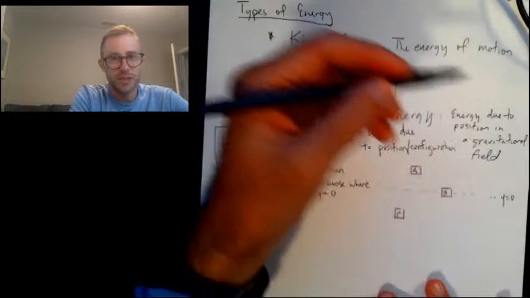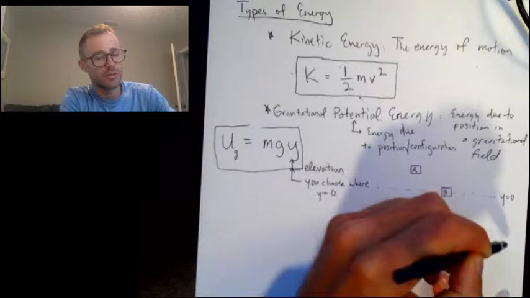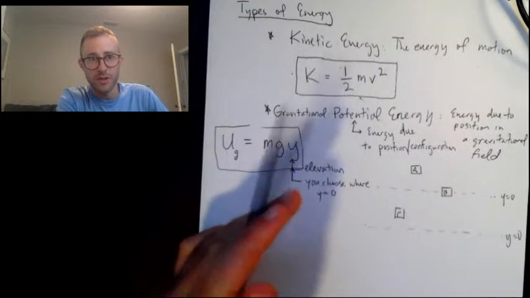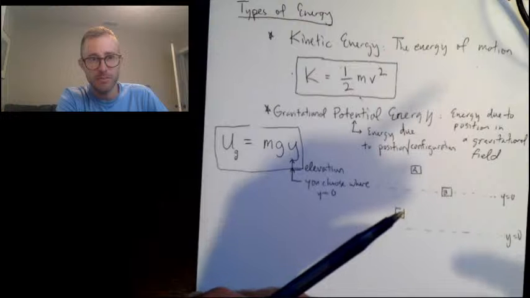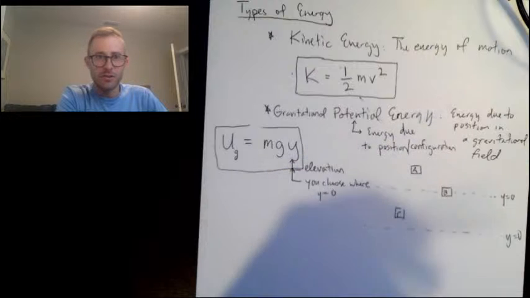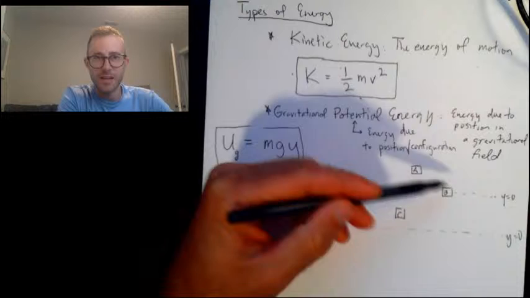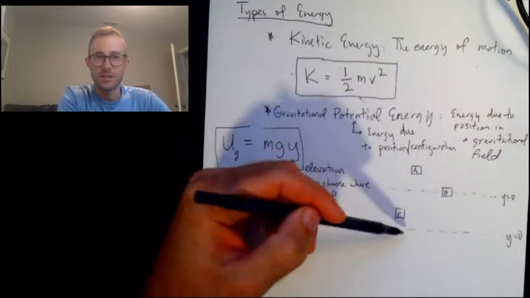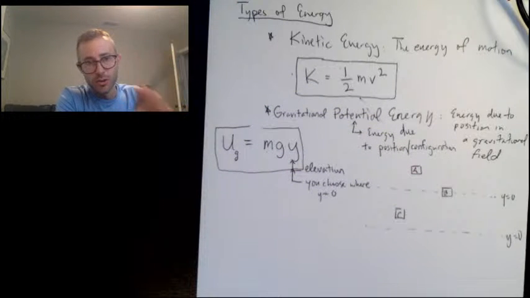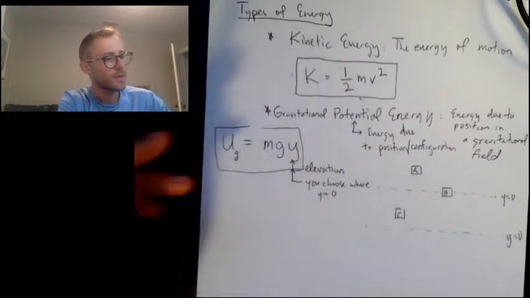However, what if I decided to redefine where y equals 0? Like maybe I redefine y equals 0 to be right here. In that case, all three of them are above the line, so they all have positive gravitational potential energy. It turns out that with energy, what matters is gravitational potential energy differences. So basically the ranking, which one has the greatest, is going to be A, no matter where you choose y equals 0. So you get to choose where y equals 0 is. Just choose it to be a convenient spot. It's up to you. Okay?